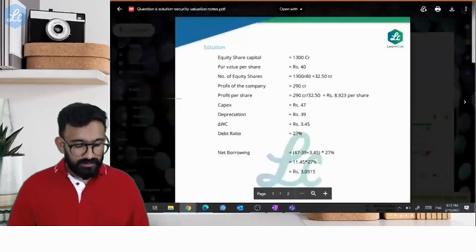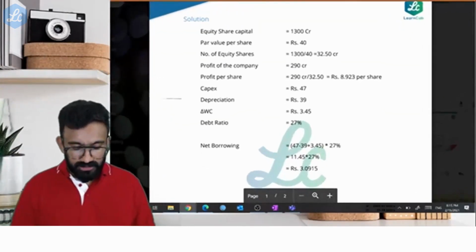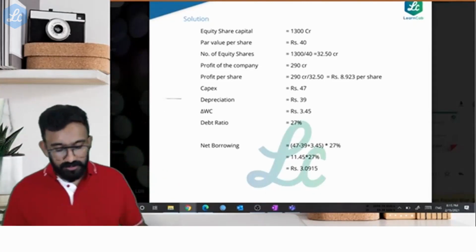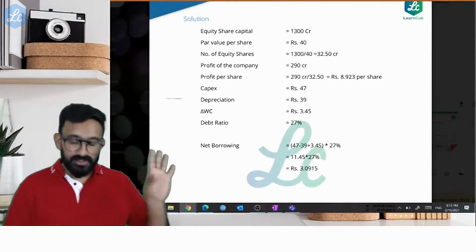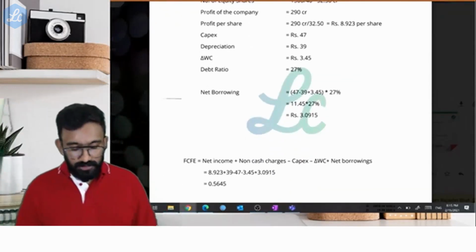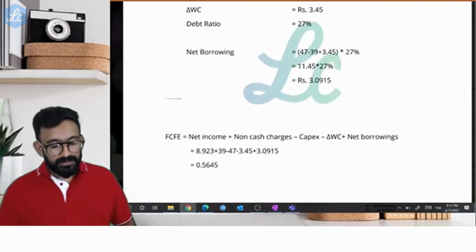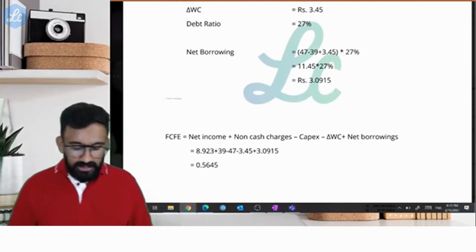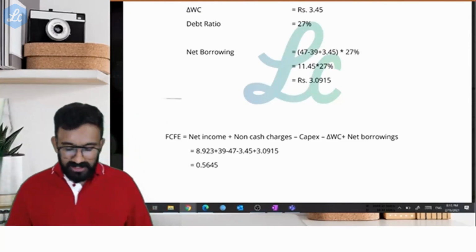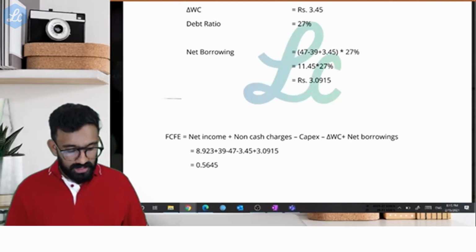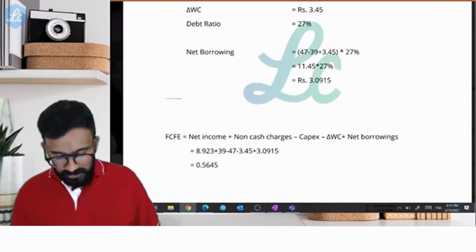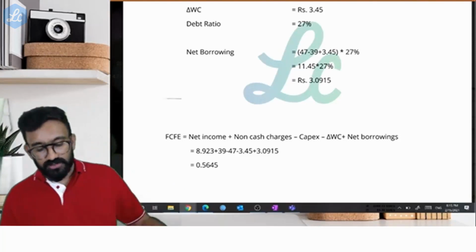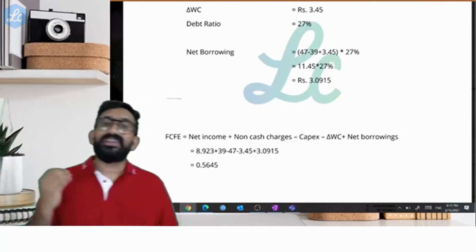The solution is here. We compute the profit per share, which we have got as 8.923. We know capital expenditure, depreciation, change in working capital, and debt ratio. All the information we have written first. We compute free cash flow to equity, which is net income plus non-cash charges minus capital expenditure minus changes in net working capital plus net borrowings. In this, net income, depreciation, capex and change in working capital are available. Net borrowings is not directly available.